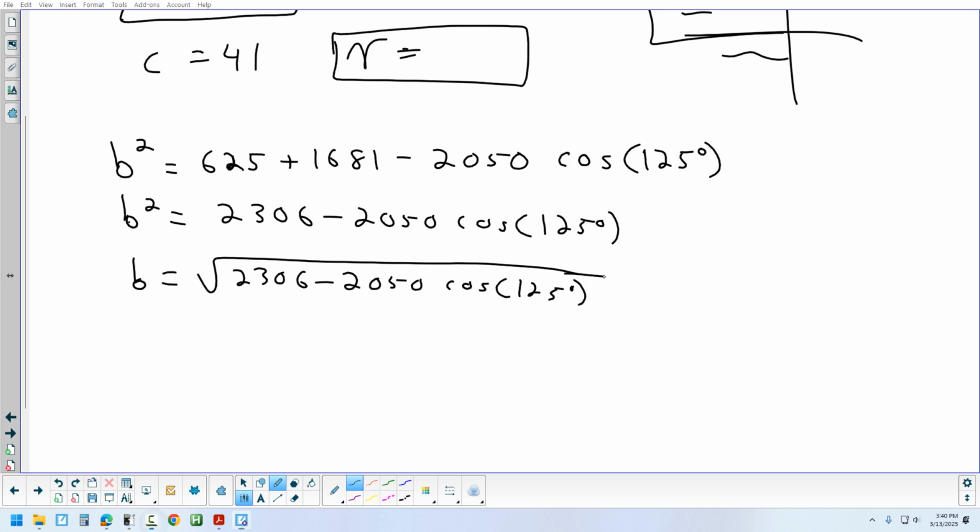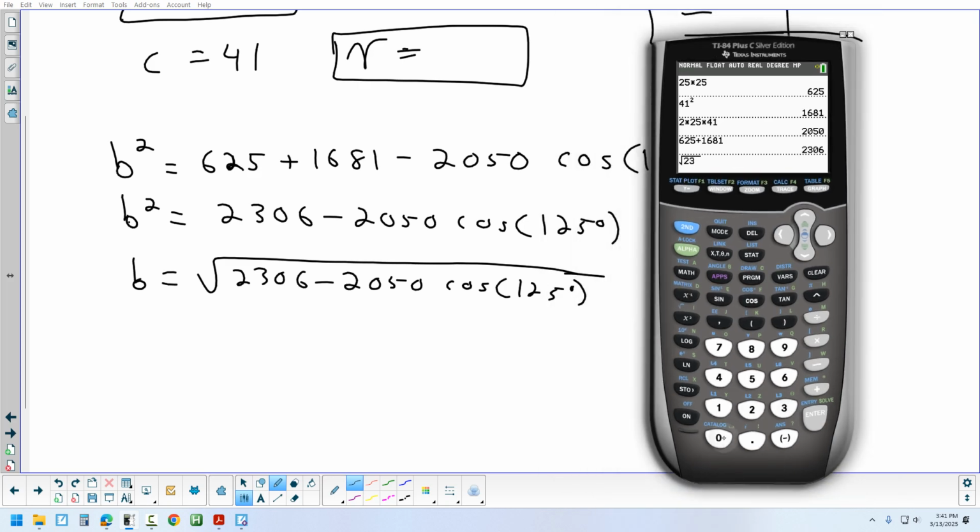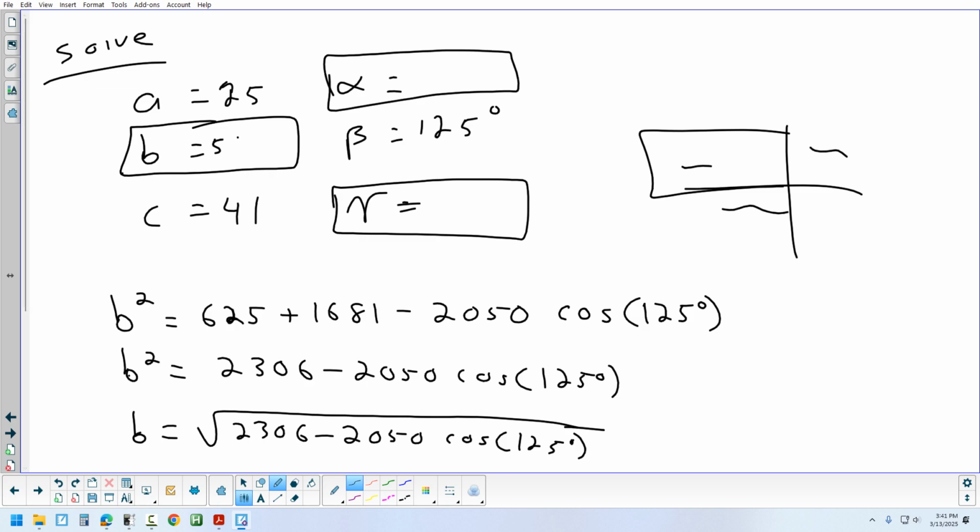Okay, when we do that, it looks like we're going to get about 59.007. That's what it looks like b comes out to.